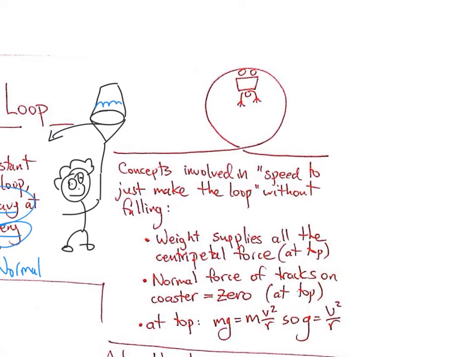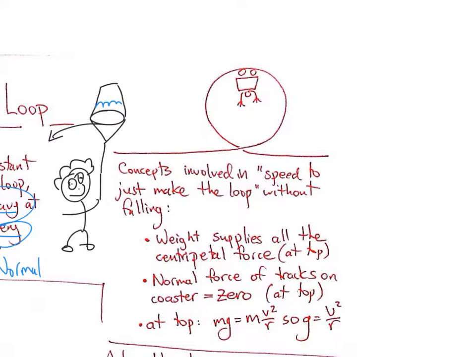So here goes some generalizations. These are concepts involved in figuring out the speed to just make the loop, which is what we did with this lab. Two concepts involved in this situation: at the top, weight supplies all the centripetal force. So the normal force of the tracks on the coaster would be 0, just like if you were spinning this just overhead so that it didn't splash out on you, the tension in the rope would be 0 right there.